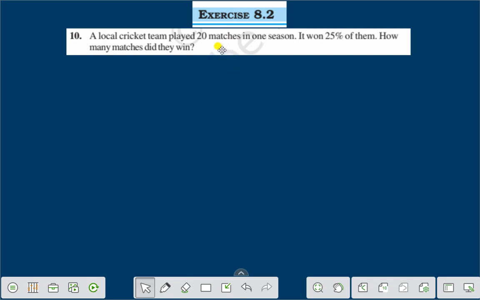Hello everyone, today we shall discuss exercise 8.2 question number 10. A local cricket team played 20 matches in one season. If it won 25% of them, how many matches did they win? Let us find.